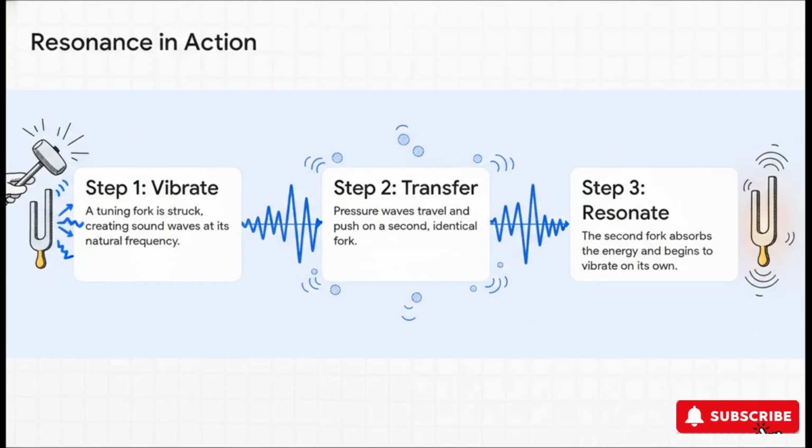First, you strike one tuning fork. It starts creating sound waves at its own natural frequency. Now, those waves travel through the air as tiny little pushes of pressure. When those pushes hit a second, identical tuning fork nearby, they're arriving at exactly its favorite frequency. So the second fork absorbs that energy, and like magic, it starts to vibrate and sing, all on its own.